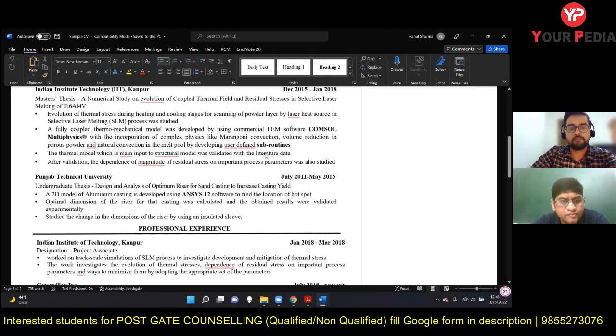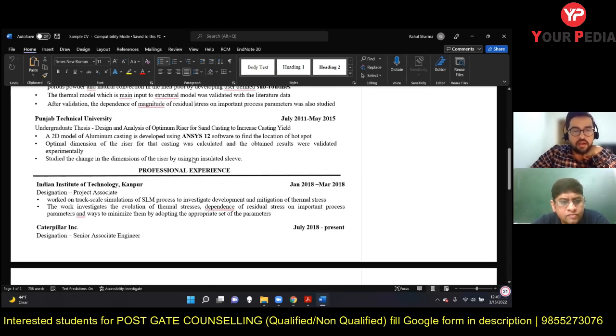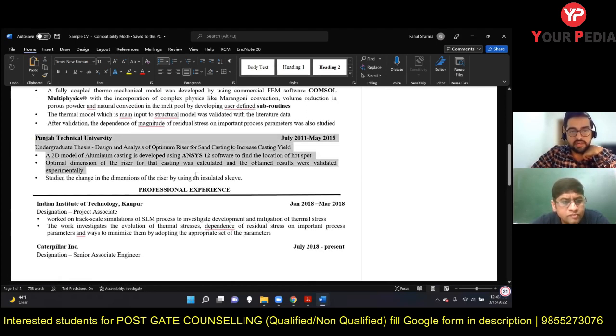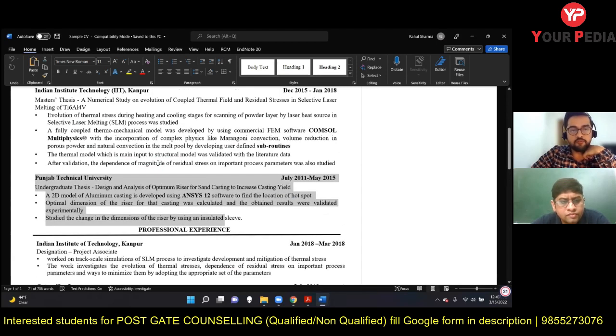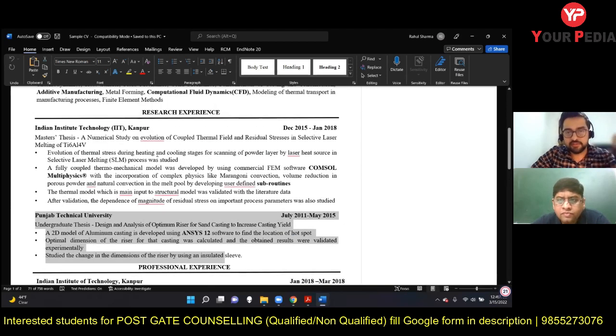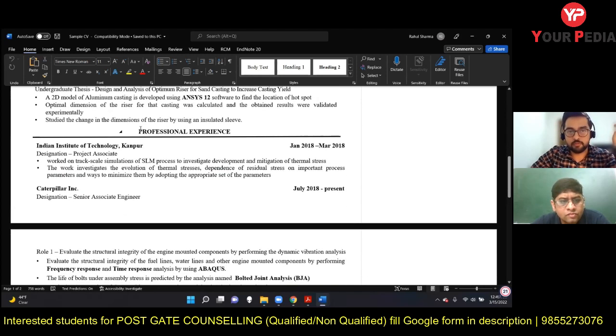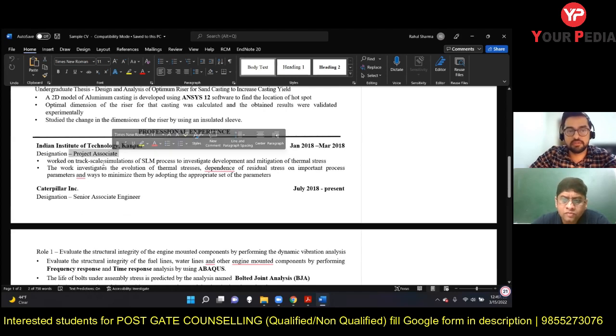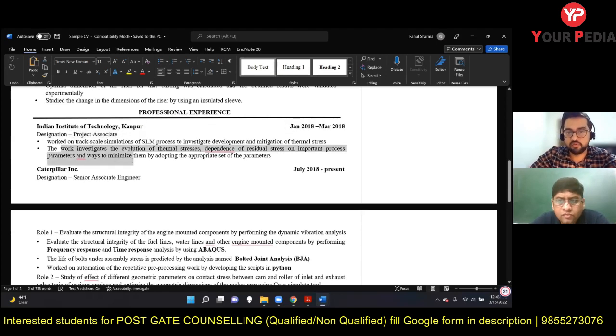And this is your BTech project. If your professor is very renowned, then you can add the name of that professor also here. And then your professional experience, if you did any sort of job or research assistantship, like I was a project associate in IIT Kanpur for 6 months, you have to add that, and you have to write what you did.